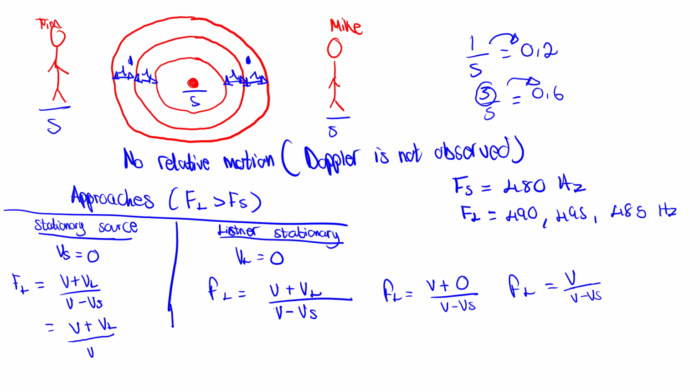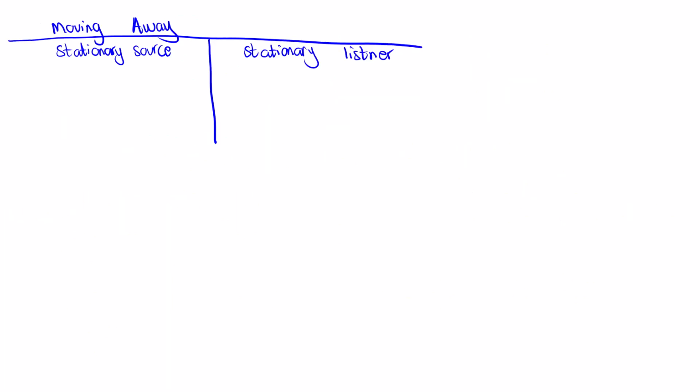Because I cannot say with an approaching situation and when calculating, I find that my frequency of the listener is less than the frequency of the source. That means I did not do something right when calculating, right? So this is my approaching situation, right? For my moving away situation, it's going to be like this.